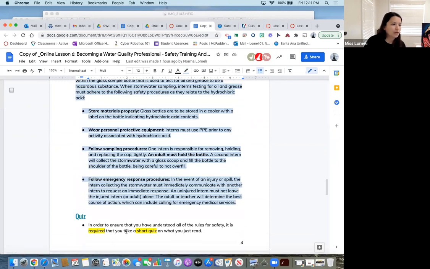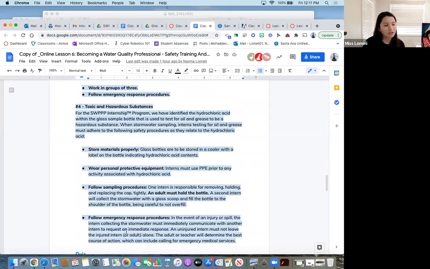Number 4, toxic and hazardous substance. For the SWIP internship program, we have identified the hydrochloric acid within the glass sample bottle that is used to test for oils and grease to be a hazardous substance. When stormwater sampling, testing for oil and grease must adhere to the following safety procedures as they relate to the hydrochloric acid. I am not sending that home with you guys.